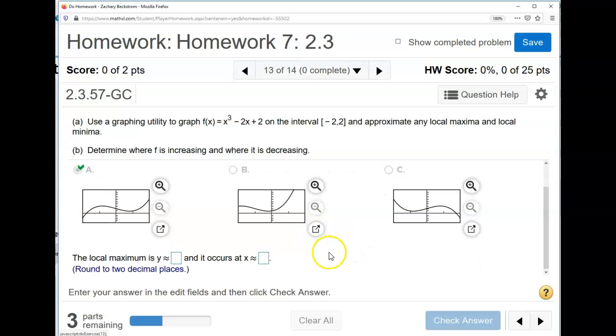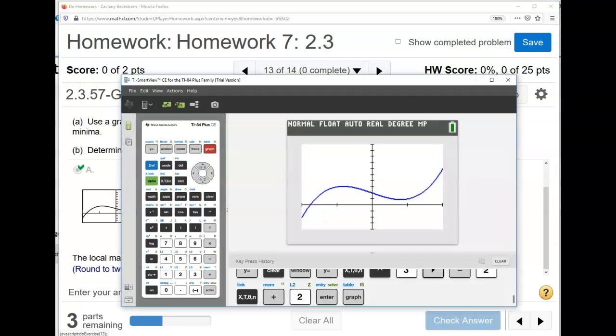And then the second thing says to find the local maximum, the y value of it and the x value. And they want us to round to 2 decimal places. We can do that in our calculator as well. Now remember, the local maximum is going to be the top of any peaks, and the local minimum is going to be the bottom of any valleys here.